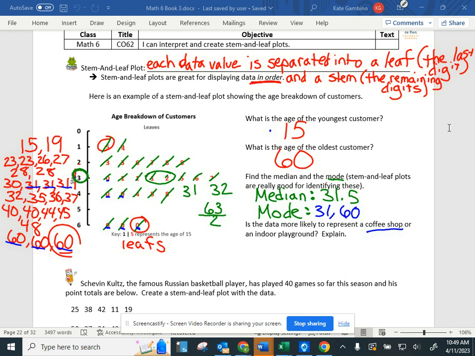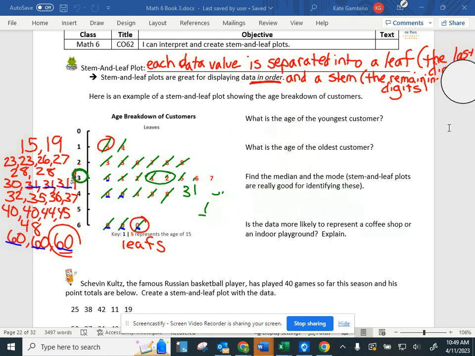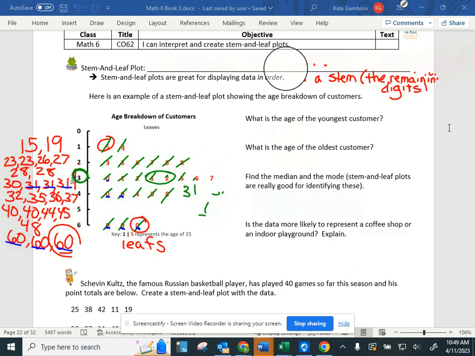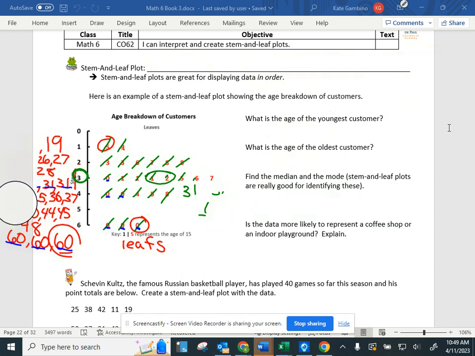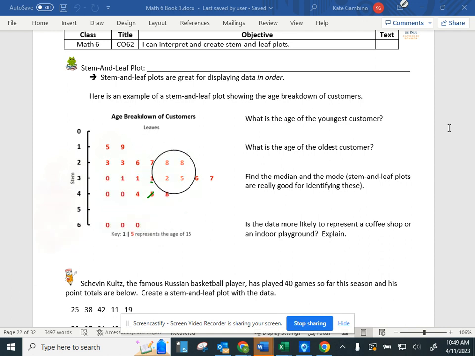So, do we have questions on how to figure out what the numbers are on a stem and leaf plot? Do we understand how to find those numbers? All right. So what we're going to do on the bottom for your work time today is you're going to create a stem and leaf plot using the data that you're given.